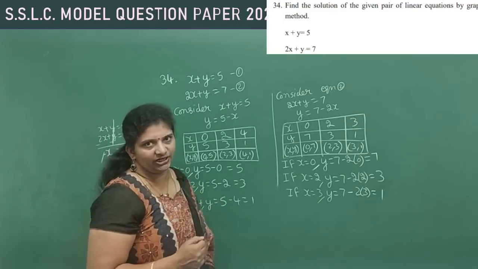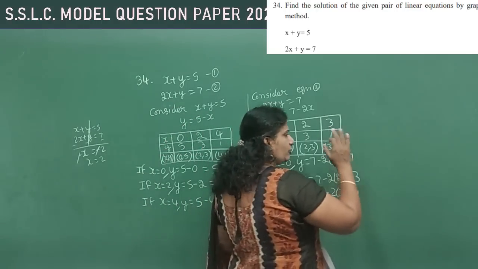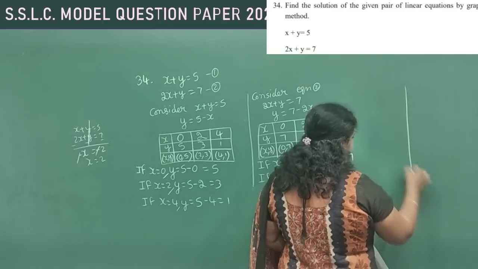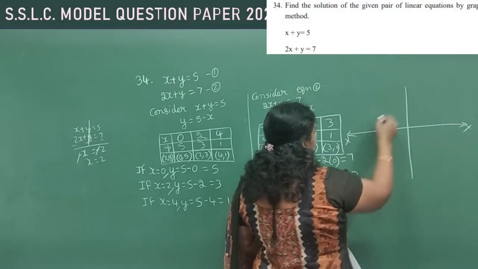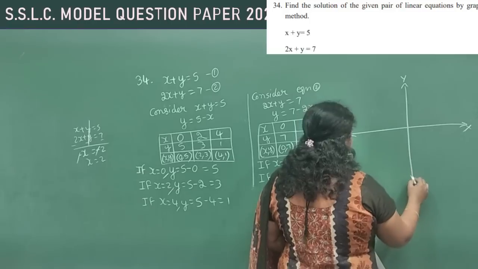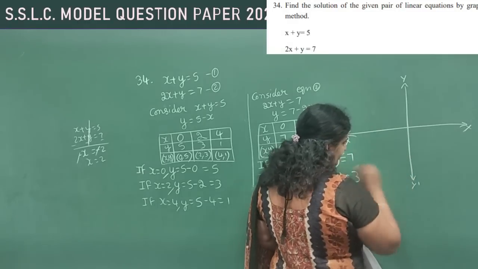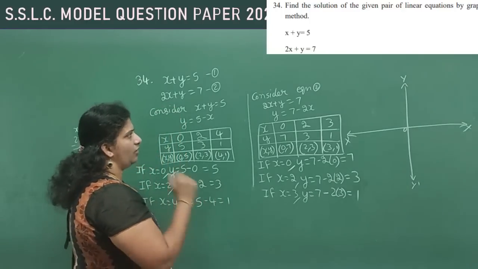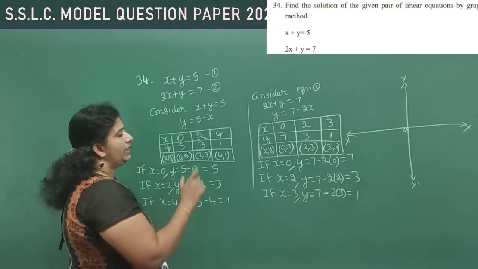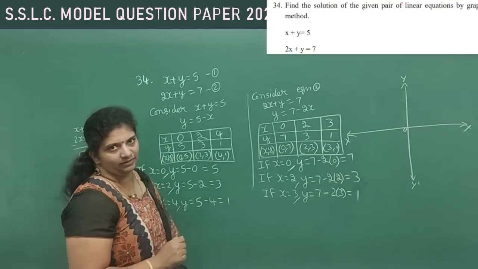In a graph sheet. Take a graph sheet. I am doing on a board. You please take a graph sheet. Mark x-axis. And this is y-axis. Y dash, x dash. This is 0, origin.